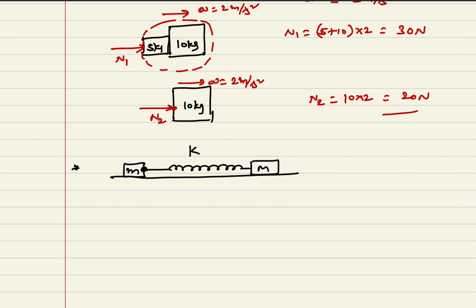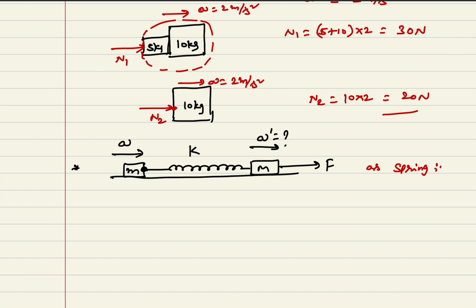Capital M mass. Spring constant is, let us consider, K. I have applied a force F. If I apply the force F, let us consider that the second body is moving with A dash. What is the A dash value? If that is the question, then how to write the relation here? As the spring force is changing the shape of the spring, both the blocks will have different acceleration.